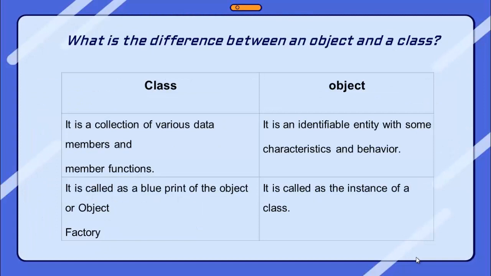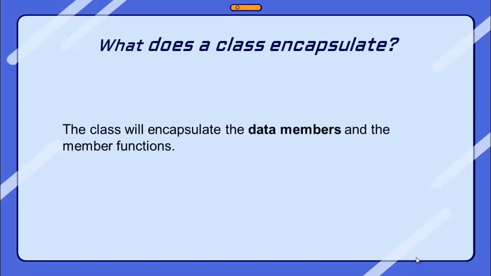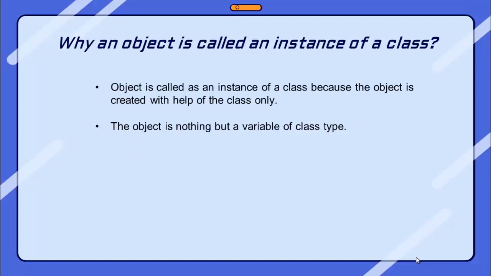Difference between object and class. A class is a collection of various data members and member functions. An object is an identifiable entity with some characteristics and behavior. A class is called a blueprint of the object or the object factory. An object is an instance of a class. What does a class encapsulate? The class will encapsulate the data members and the member functions.